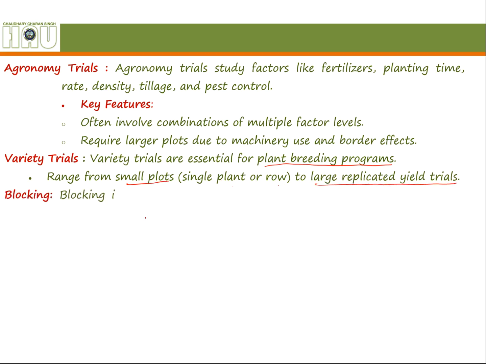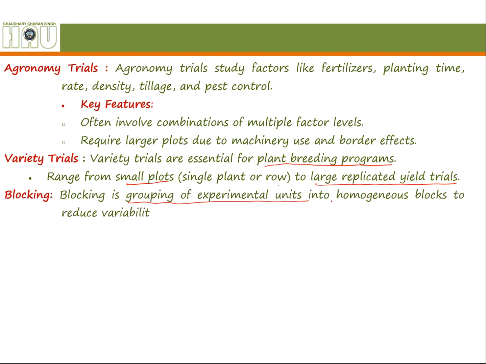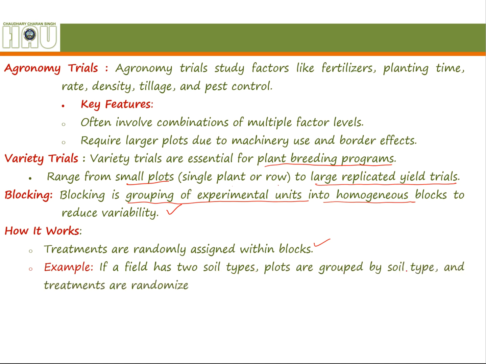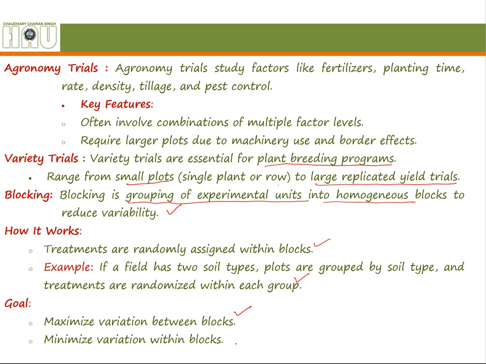And blocking is nothing but grouping of experimental units into homogeneous blocks to reduce the variability. And how does it work? The treatments are randomly assigned within blocks. Number two, if you take an example, if a field has two soil types, plots are grouped by soil type and treatments are randomized within each group. Then what is your goal? The goal is to maximize variation between the blocks and minimize the variation within the block.